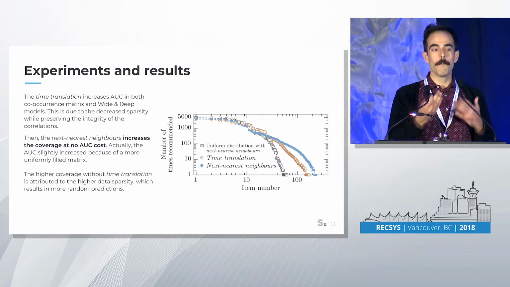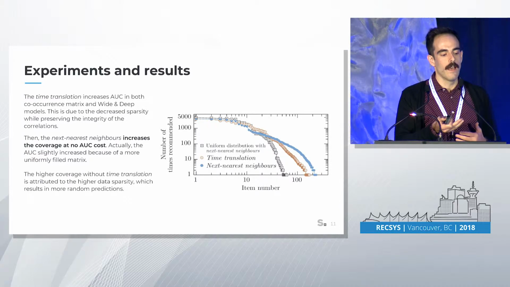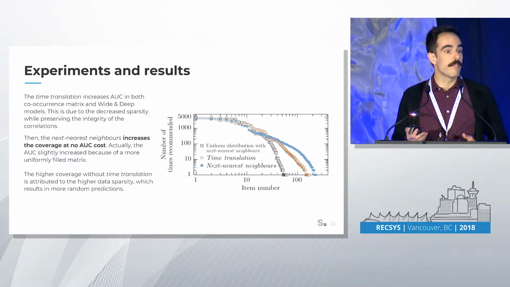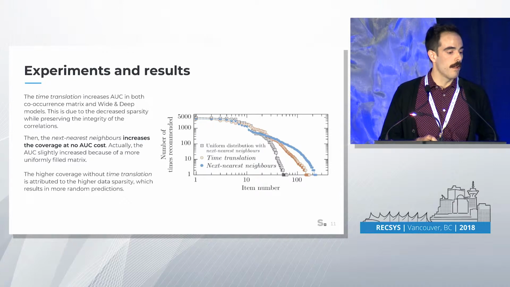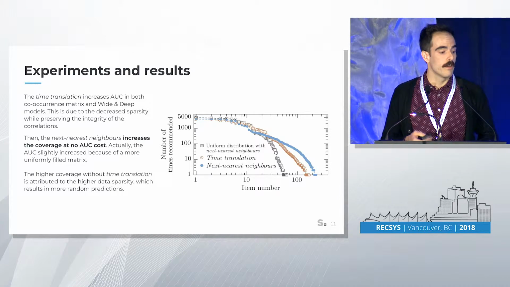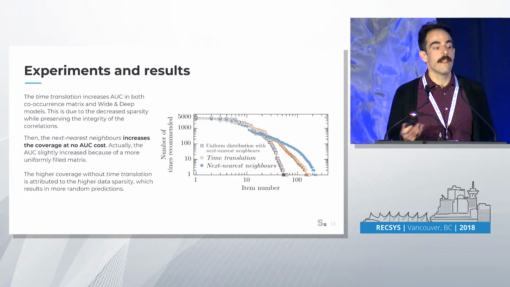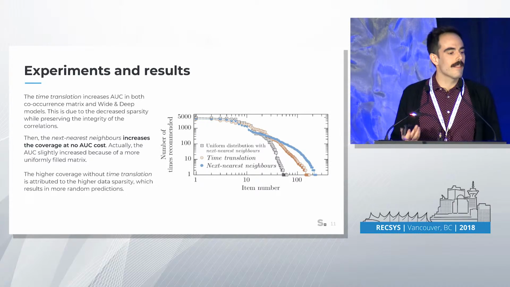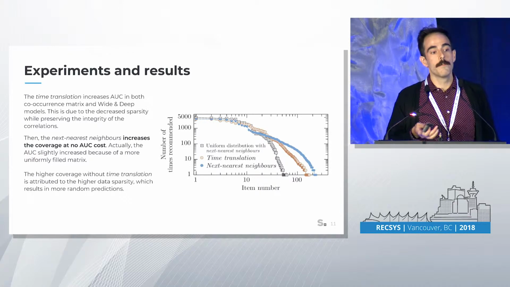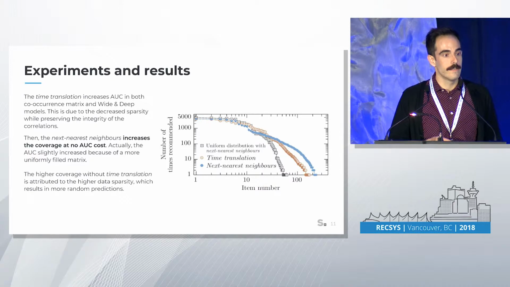And the point was not to compare both models, but to show that the time translation mapping led to an increase of AUC in both cases. In the case of the co-occurrence metrics, it went up by almost 10%. And with the deep learning model, it went up about 5%. And this is only due to the decreased sparsity in the metrics. But what's important to see is that the decreased sparsity preserved the integrity of the correlation in our data sets.